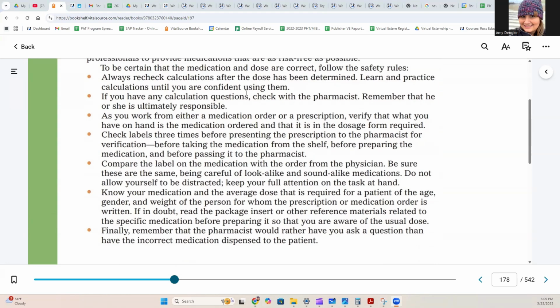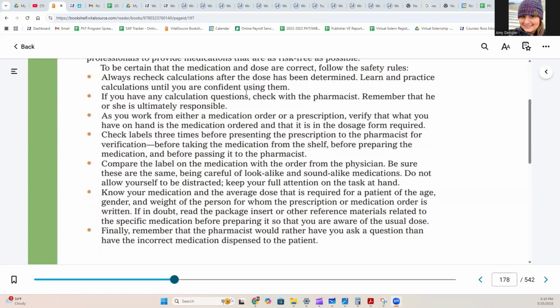As you work from either a medication order or a prescription, verify that what you have on hand is the medication ordered and that it is in the dosage form required. Check labels 3 times: before presenting the prescription to the pharmacist for verification, before taking the medication from the shelf, before preparing the medication, and before passing it to the pharmacist. Compare the label on the medication with the order from the physician. Be sure these are the same. Be careful of look-alike and sound-alike medications. Do not allow yourself to be distracted. Keep your full attention on the task at hand.